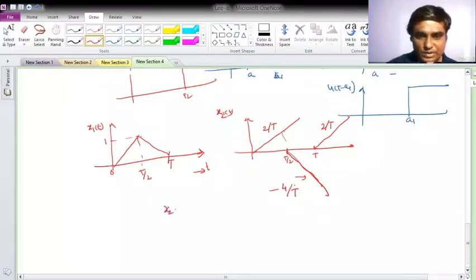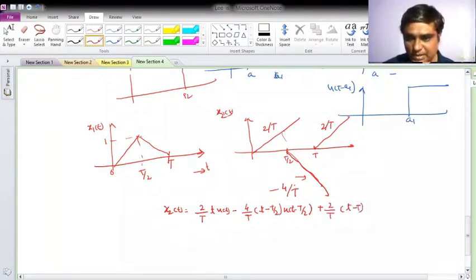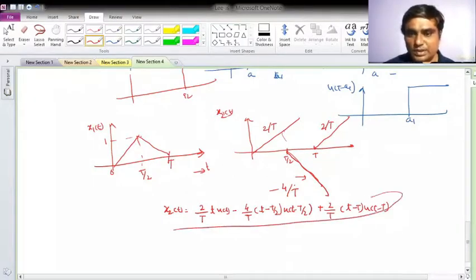And if you write it mathematically, x2 of t will be 2 by T, ramp is t into u of t, minus 4 by T, t minus T by 2 into u of t minus T by 2, plus 2 by T, t minus capital T into u of t minus capital T. So this way you can express it mathematically also, right?